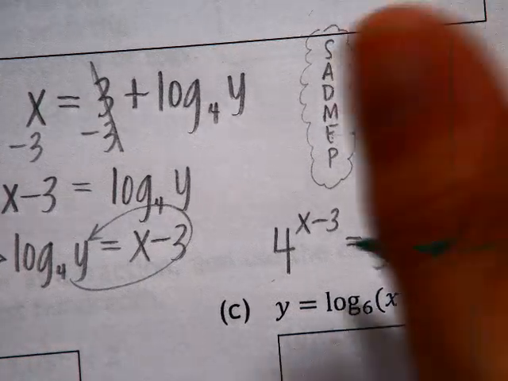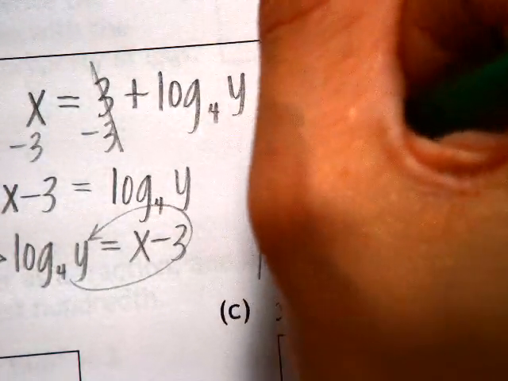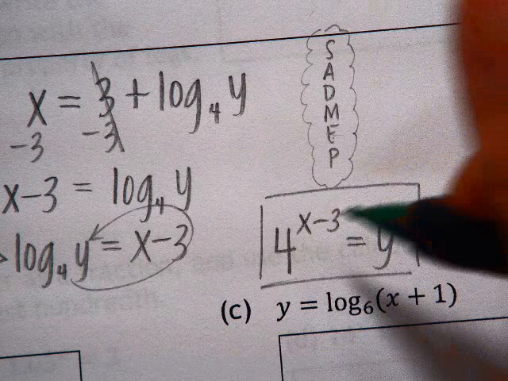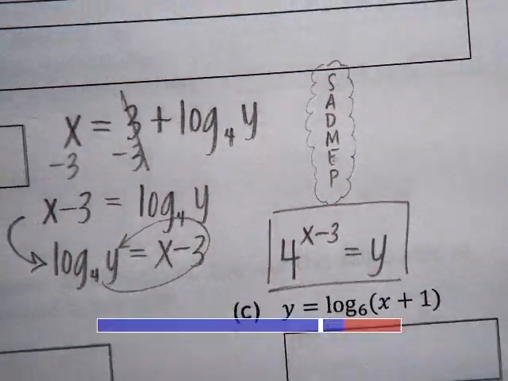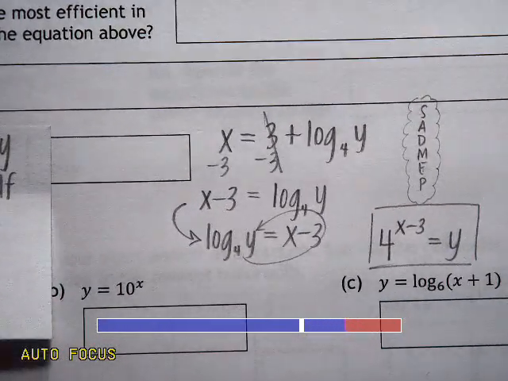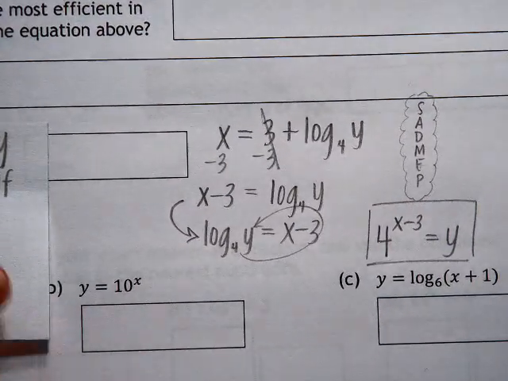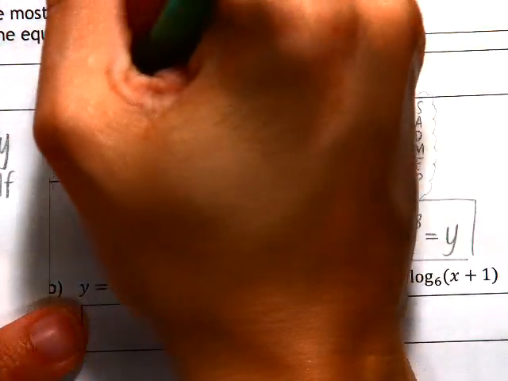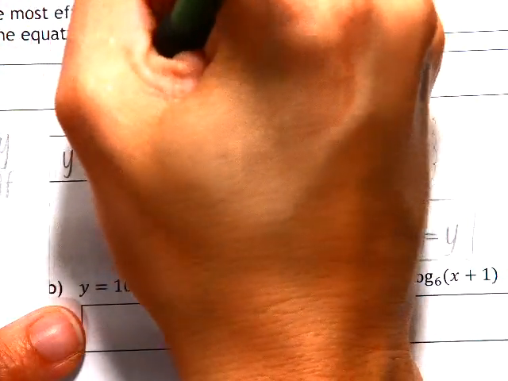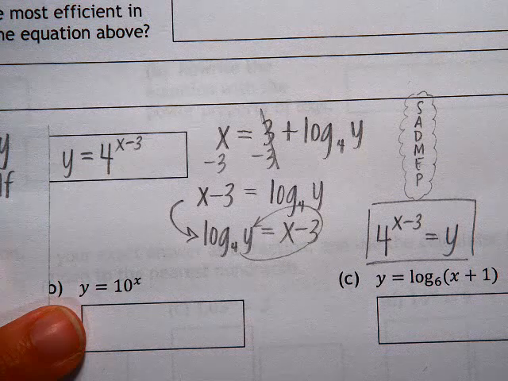Now, good news. Take a look at what you just wrote. Y is by itself. That's what we wanted. Y is by itself. There's nothing else to do. Exponentiating it actually fixed the entire thing. So now I know that my inverse is whatever y is equal to. In other words, my inverse equation is y equals 4 to the power of x minus 3.